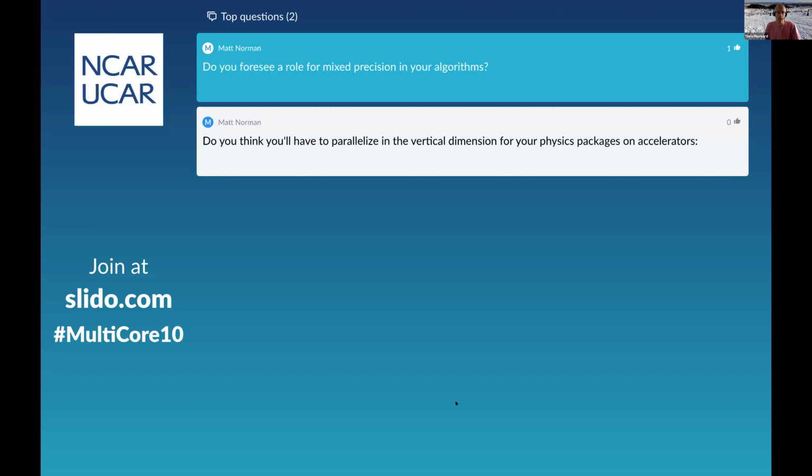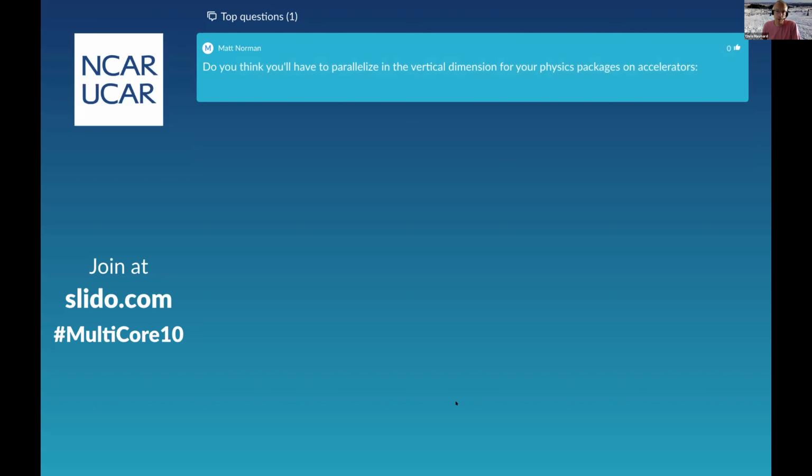And then another question, do you think you will have to parallelize in the vertical dimension for your physics packages on accelerators? Yes, I think that's something we will definitely have to do. The previous speaker showed some of that work of how we think we might be able to do it, and we're looking at how we would do that using tools. So we've started with two parameterizations, one Socrates, the radiation, and another one Cassine, which is the macrophysics package. But in general, we'll have to look at how to exploit the vertical dimension, not just for the physics packages, but also for the dynamics if we're running on accelerators as well. So that's something that we definitely need to work on.